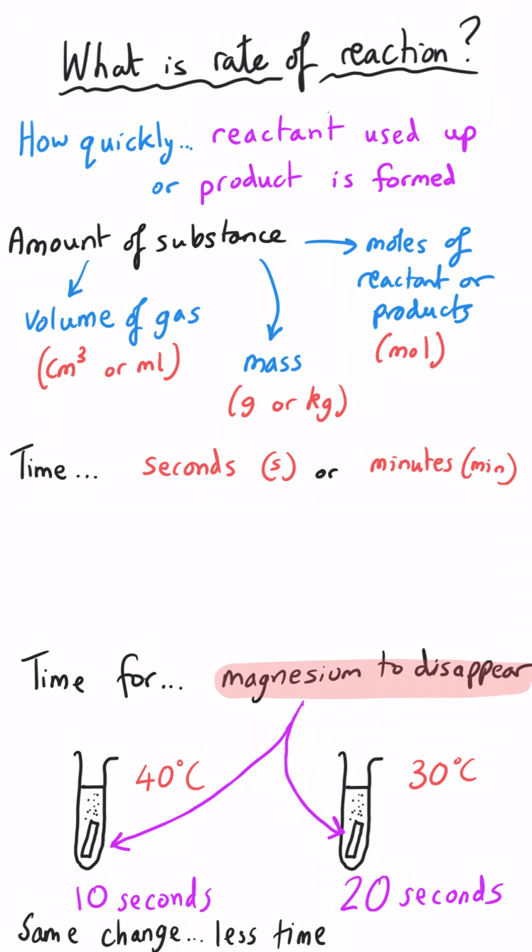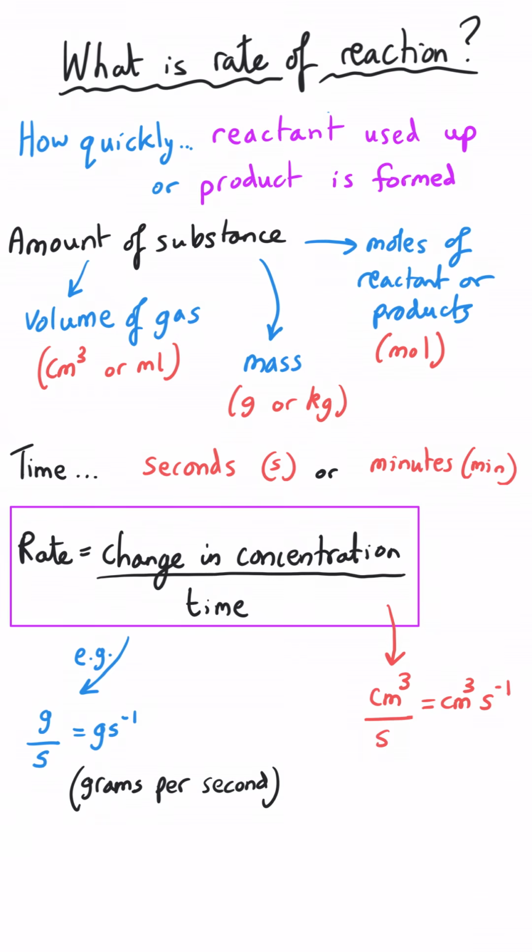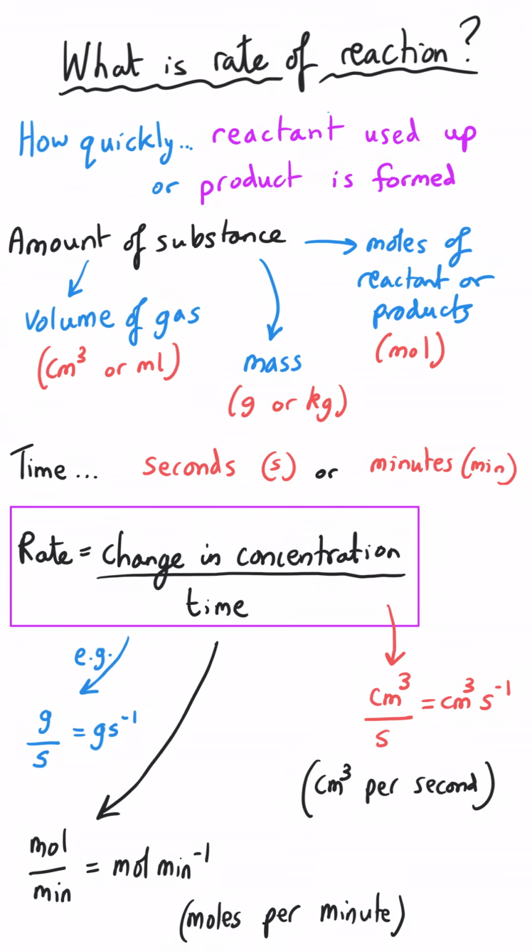And so the rate of the reaction is going to be calculated by dividing this quantity of reactant used or product formed by the time. And so if we are measuring mass, and time is in seconds, our units of rate of reaction is going to be in grams per second. If we were doing volumes, then it would be in centimetres cubed per second, or moles, it might be moles per minute or moles per second. And so the units will always be the quantity on top per second or minute, whatever our units of time are.